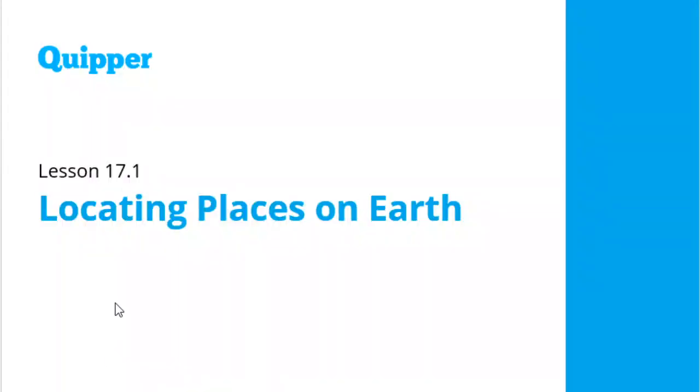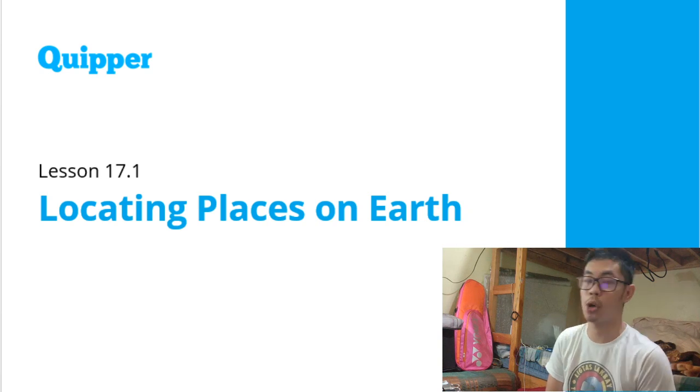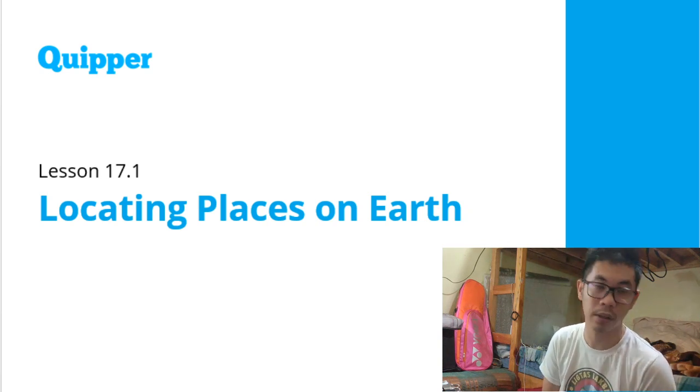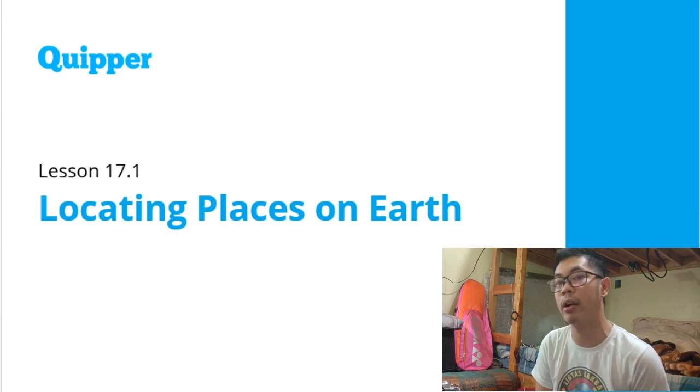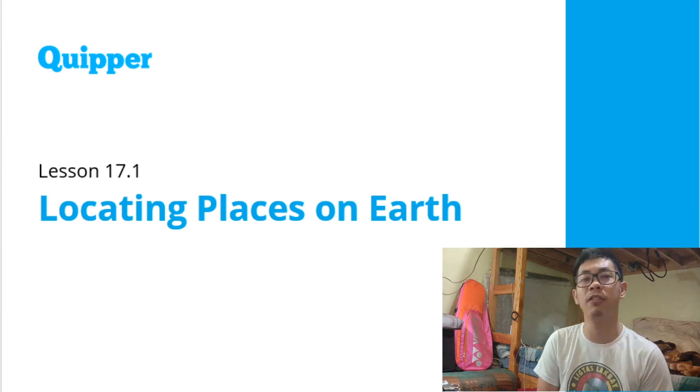This is the field in your fourth quarter that talks about earth science. To be specific for today, the topic in your Quipper is locating places on Earth. I believe Ma'am Nisel mentioned that Sir Javon was able to discuss this already in your geography, wherein you locate different places by using a map, by using the coordinates, the latitude and the longitude. So this will be just a review of that lesson.